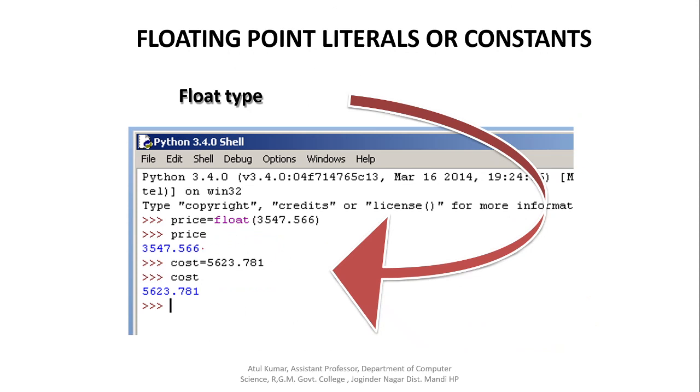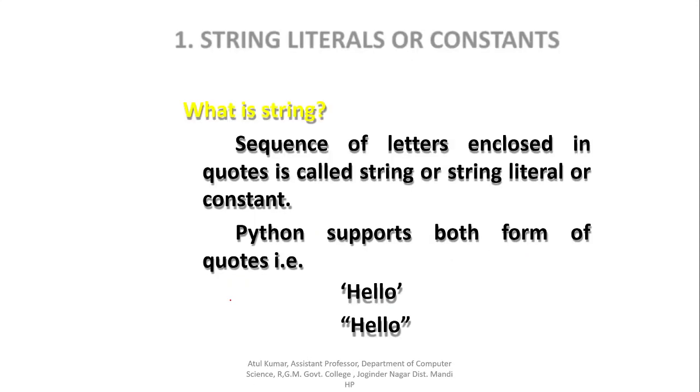So in the Python shell, suppose we type price is equal to float 3547.566, and then we want to get the value of price. So this one is a floating point value, and suppose this one is a cost, and when we print cost as this, then this one is also a floating point value because it is a fractional value.